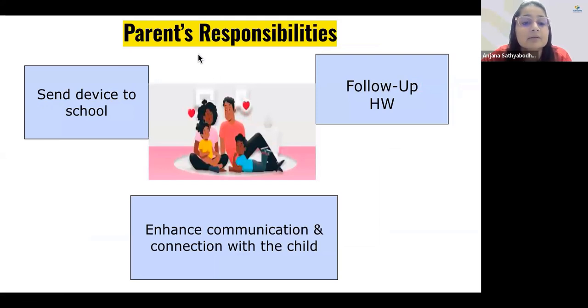And last but not the least, parents' responsibilities, of course, to send the device to the school. Some convincing had to be done for some parents. Some parents were very happy to send it. And then following up, carryover through homework. And overall, our goal was to enhance communication and connection with the child, so the connection between the child and the family.